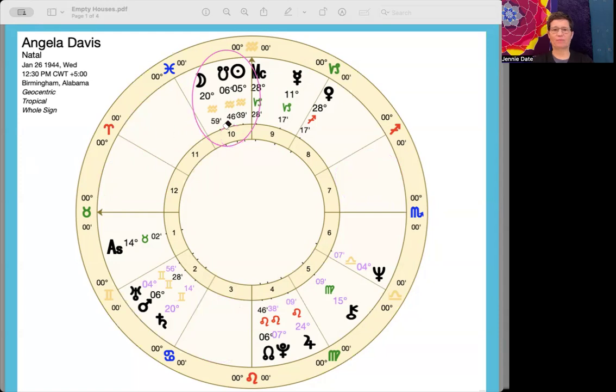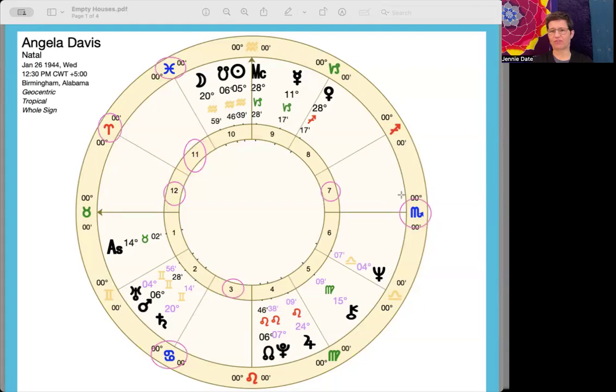Now, the second thing I want to mention is this thing called rulerships. And I'm mentioning this because just because she's got the 11th house and the 12th house and the 7th house and the 3rd house empty doesn't mean that those places aren't important. In fact, what you do in these blank houses is you look to see what sign is on the cusp. So we have Scorpio, we have Cancer, Aries, and Pisces. And what you do is you would look up what planets are associated with these signs, and then you would consider those planets to be ruling this area of life.